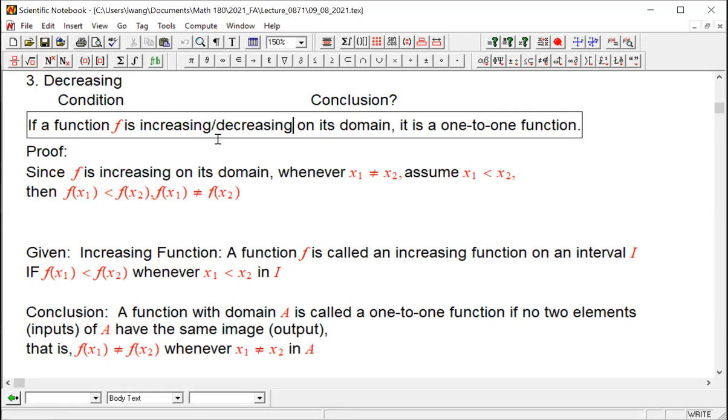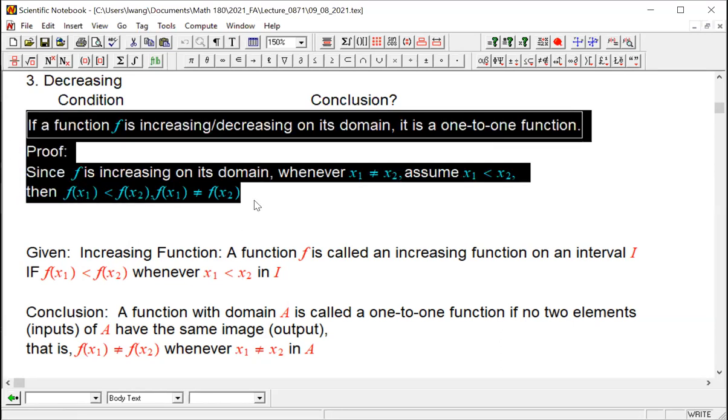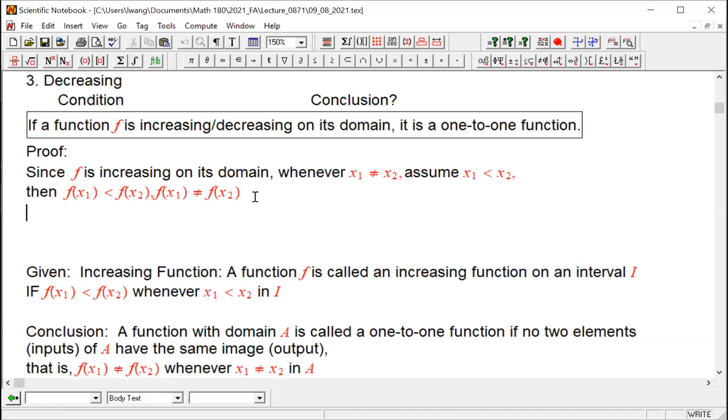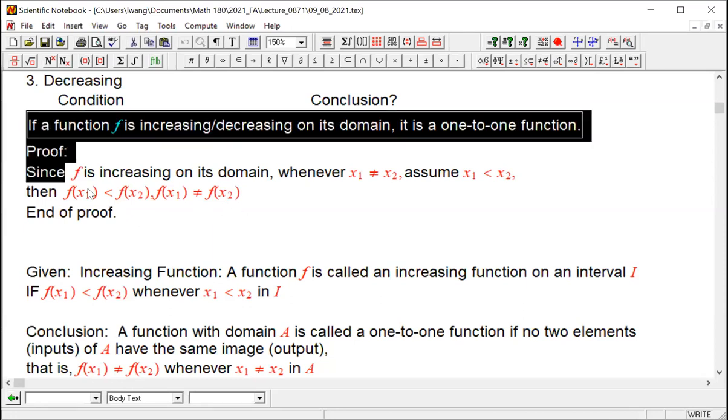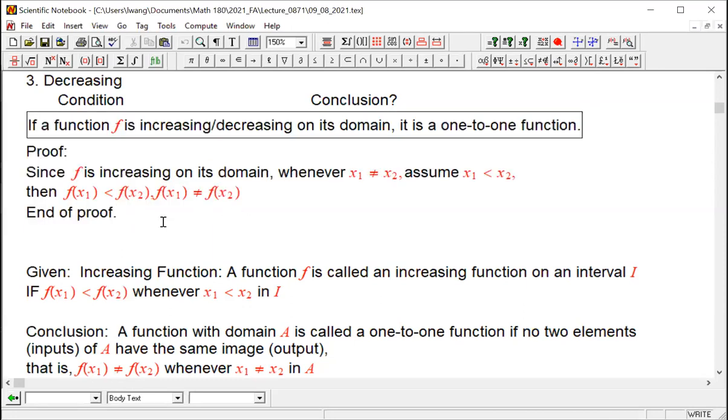The decreasing part can be proved similarly, but I'm not going to do that in class. I just give you this glimpse of the method of study in calculus in terms of concept. And so this is the end of proof. This is a fact. Okay, a fact. So far, so good.